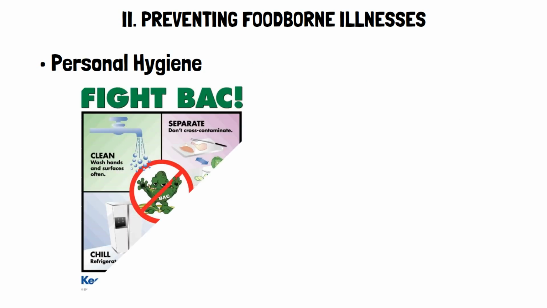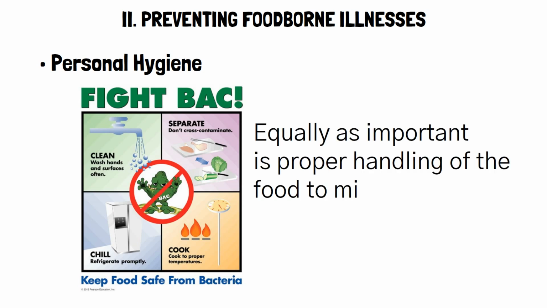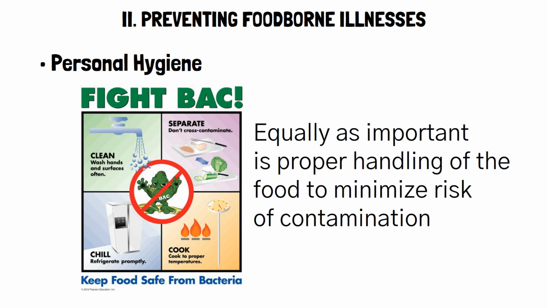Preventing foodborne illnesses. There are multiple techniques that you can use to avoid and prevent foodborne illnesses. The following list addresses the more important of these techniques. Personal hygiene. Proper hand hygiene, hand washing, is vital for preventing cross-contamination. Hands and kitchen surfaces should be washed thoroughly and often. Equally as important is proper handling of the food to minimize risk of contamination.